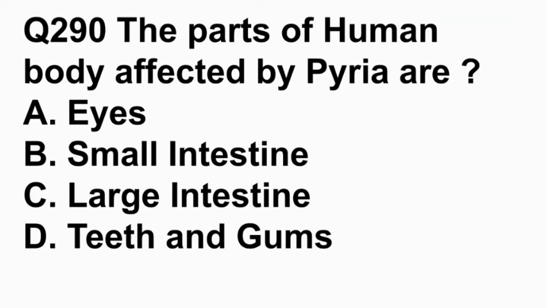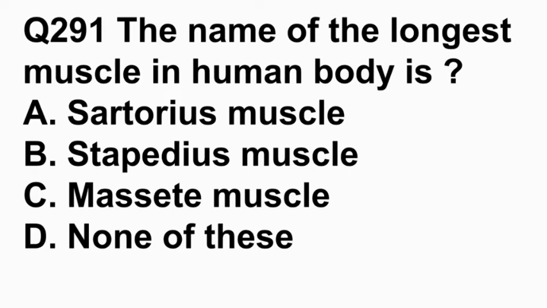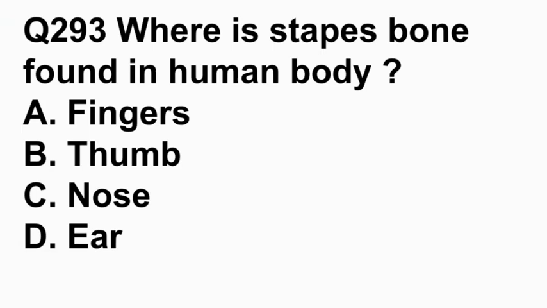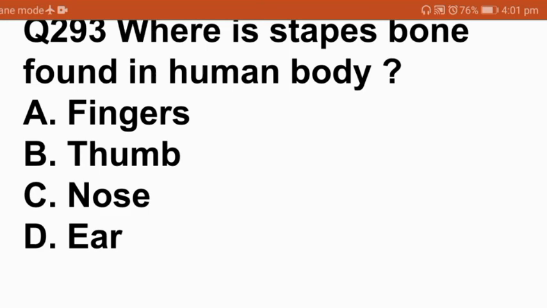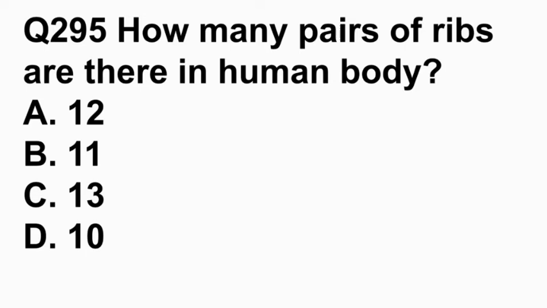The parts of human body affected by pyorrhea are D. Teeth and gums. The name of the longest muscle in human body is A. Sartorius muscle. Which of the following is an example of ball and socket joints in humans? B. Hip joint. Various types of bone found in human body. D. Ear. Two bones are connected to each other by connective tissue called as B. Ligament. How many pairs of ribs are there in human body? A. 12.